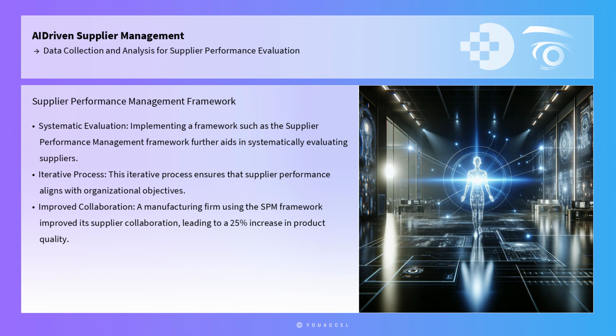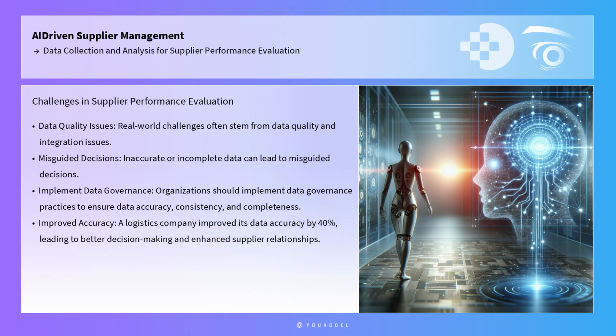Real-world challenges in supplier performance evaluation often stem from data quality and integration issues. Inaccurate or incomplete data can lead to misguided decisions. To address this, organizations should implement data governance practices, ensuring data accuracy, consistency, and completeness. A logistics company that established a data governance framework improved its data accuracy by 40%, leading to better decision-making and enhanced supplier relationships.